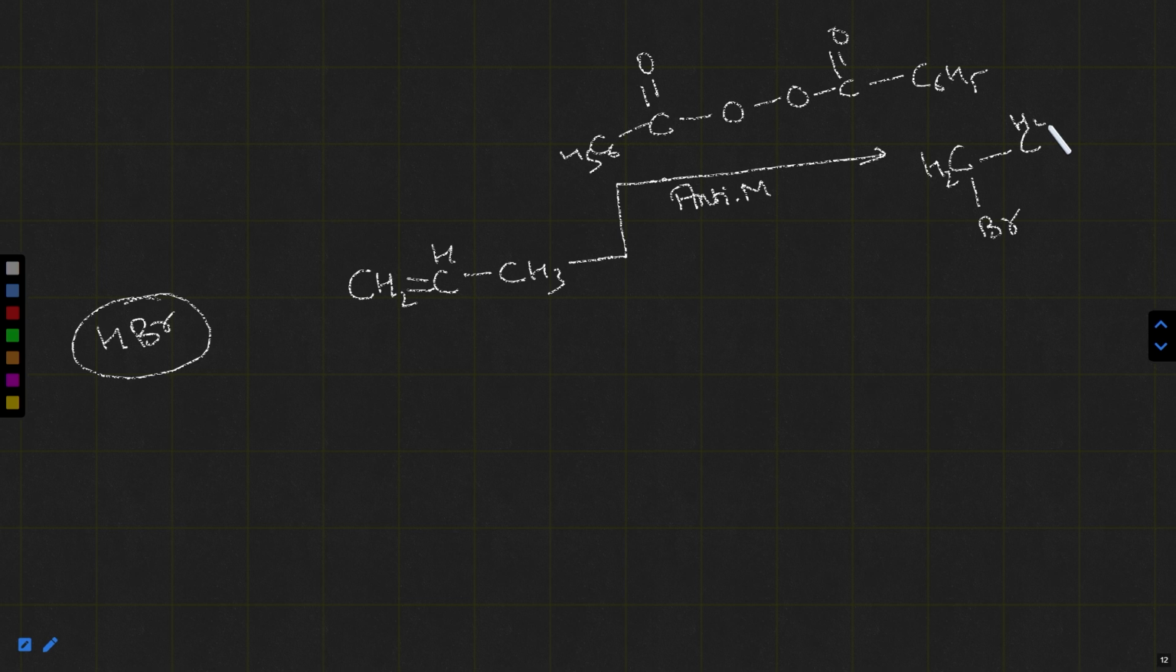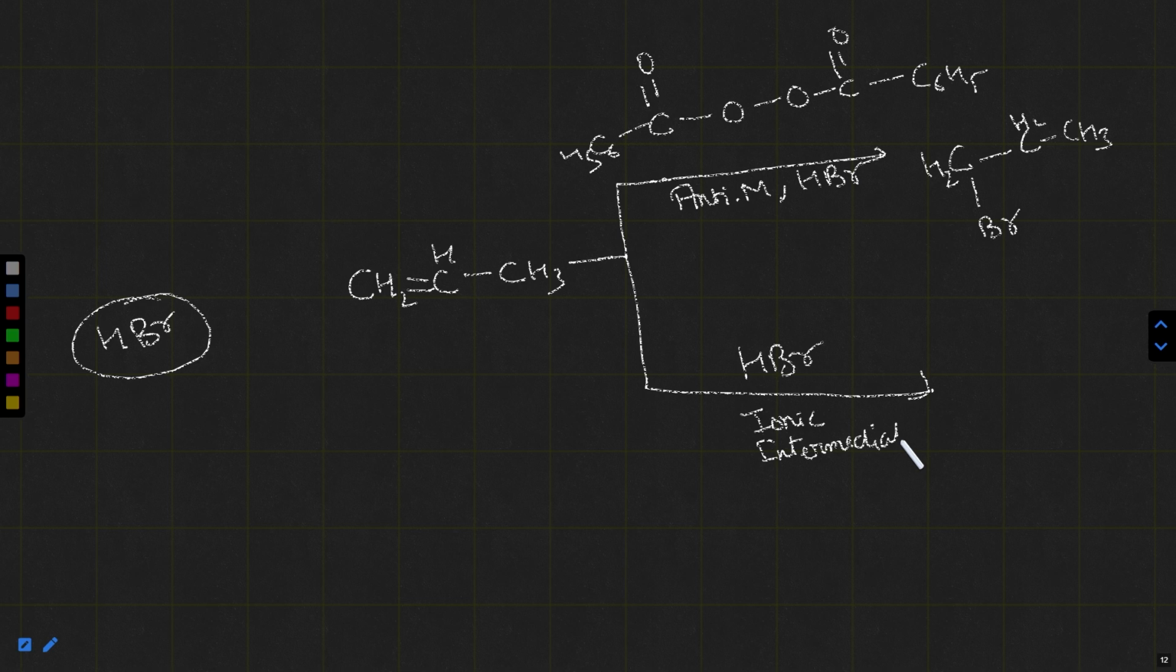On the other side, if we simply add HBr, here also we need HBr. So here we have an ionic intermediate, and here we have a radical intermediate. Okay, is this clear? Okay.